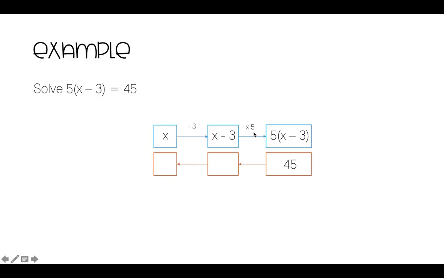Now we do the inverse of multiplying by 5, which is dividing by 5, which gives us 9. And then we subtracted 3 here. So we're going to add 3, which gives us 12. So x equals 12 in this case. So pause it. I want you to substitute it in and check it to see if we got it correct. Okay, so if we substitute it, we get 5 times 12 minus 3. And 12 minus 3 is 9, so we get 5 times 9. And 5 times 9 is 45, so we got that correct.